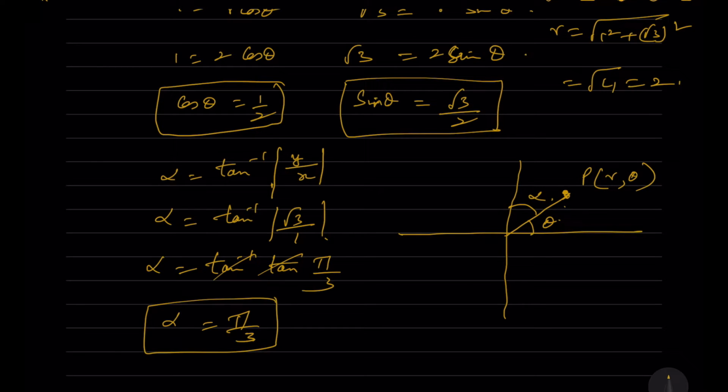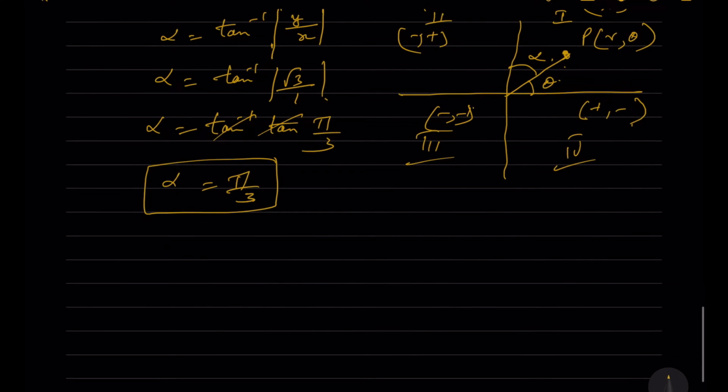So now here we have to see how we take this alpha. What are the different values we are going to get? This is the first quadrant, second quadrant, third quadrant and fourth quadrant. In the first quadrant both x and y are positive. In the second, x is negative and y is positive. In the third, both are negative. In the fourth quadrant, x is positive and y is negative.